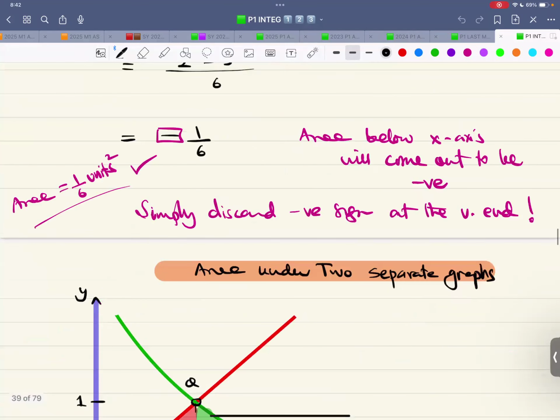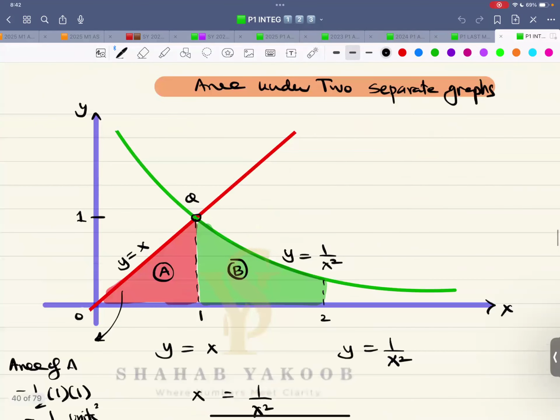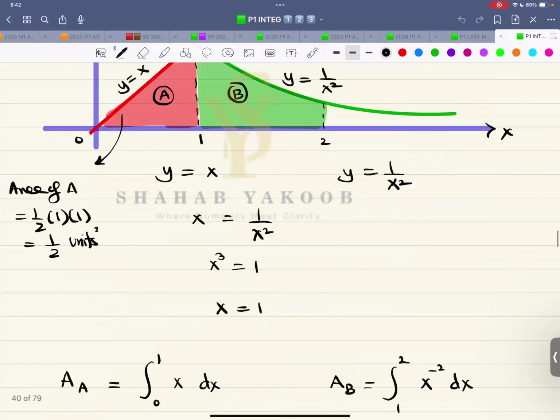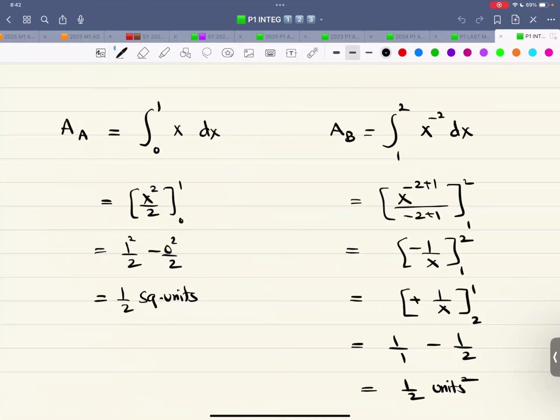Area under two separate curves. The red area is under the line. The green area is under the curve. Evaluate it separately. Separate limits. And if they're asking for the total, add it up. If they're asking for the ratio, divide.